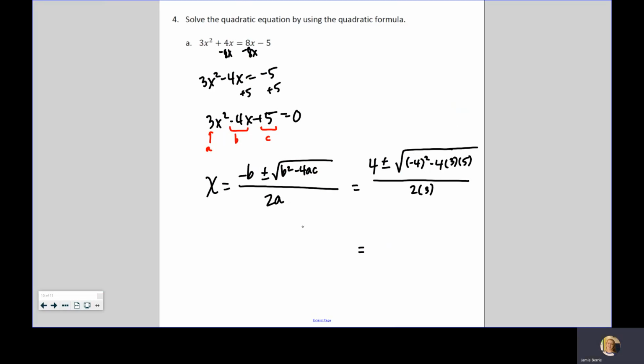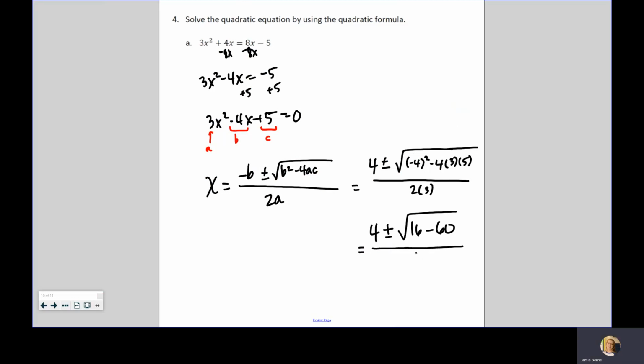All right, so I don't have my document camera hooked up right now, so I can't show you my calculator, so I'm just going to write out what I'm doing. 16 minus 12 times 5 is 60. So 4 times 3 times 5 is 60.